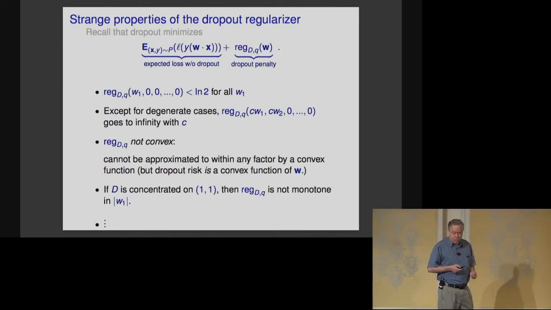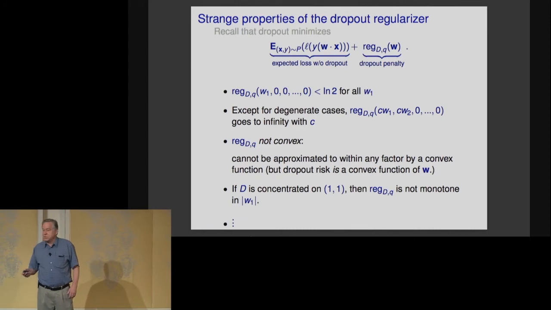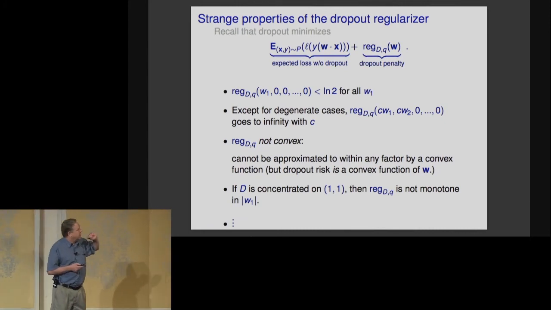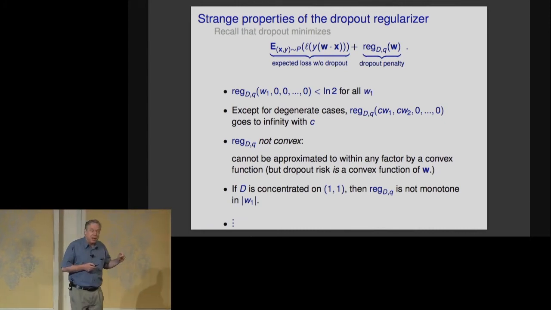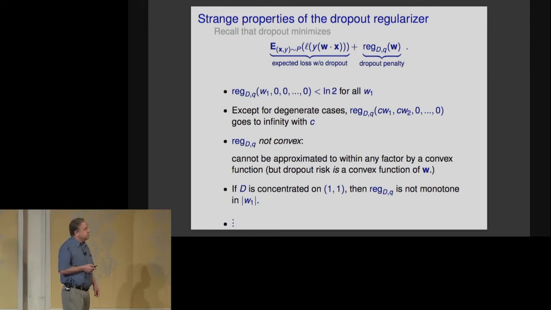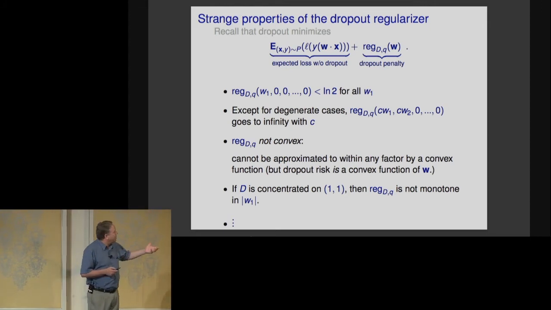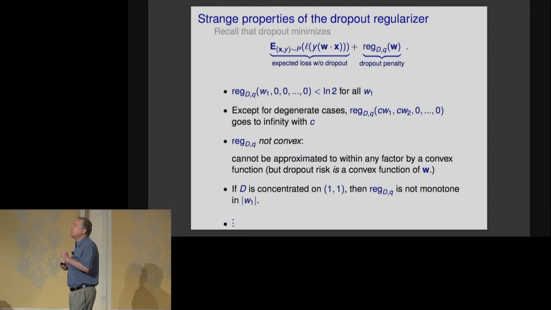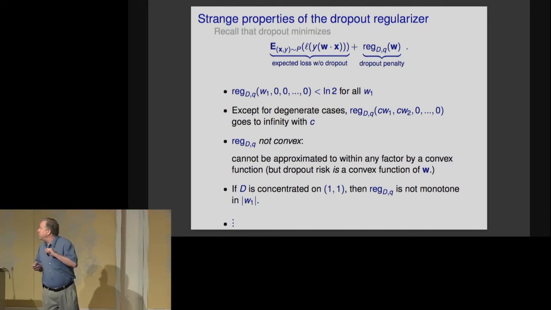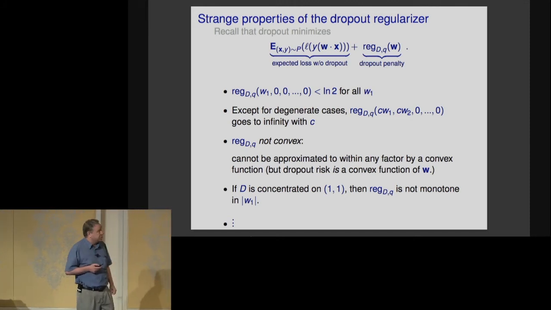Dropout has some strange properties also: if you take one weight and set the other weights to 0, then the dropout regularization penalty remains bounded. That's a lot different than how L2 regularization behaves. Except for degenerate cases, when you send two weights to infinity, the dropout penalty will diverge, and that shows that the dropout regularization penalty is emphatically not convex. In fact, it cannot be approximated to within any constant factor by a convex function.